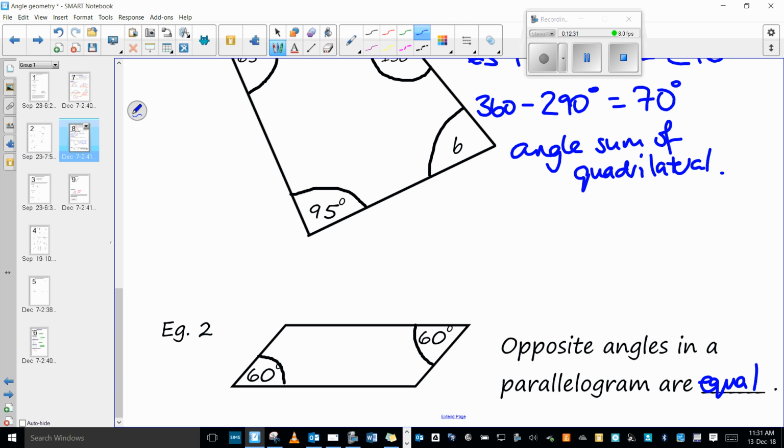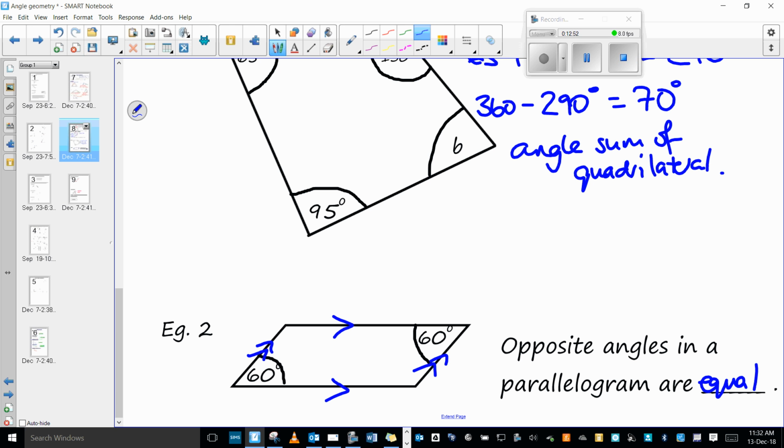A parallelogram is not always a rhombus. So what's a rhombus? Let's go with parallelogram first. A parallelogram has 2 pairs of parallel sides. Okay, so that has 2 pairs of parallel sides.